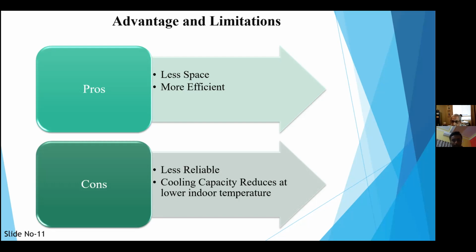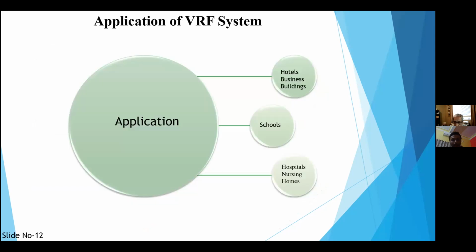Another reason is that the compressor does not stop permanently; the inverter drive compressor runs slowly. As a result, power consumption is lower, and power saving is 30 to 40%. And the cons are that it is less reliable and cooling capacity reduces at lower indoor temperature. The applications of the VRF system are hostels, business buildings, schools, hospitality, nursing homes, etc.